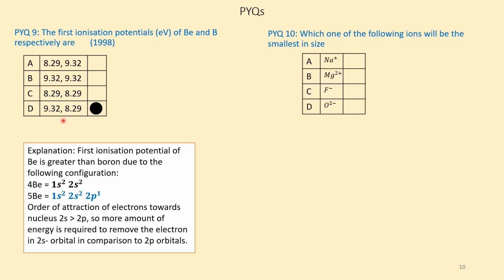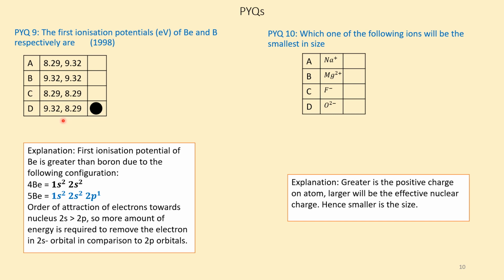Next question. Which one of the following ions will be smallest in size? Option A, Na⁺; option B, Mg²⁺; option C, F⁻; option D, O²⁻. Please pause the video and mark your answer. Meanwhile, I will give the analysis.